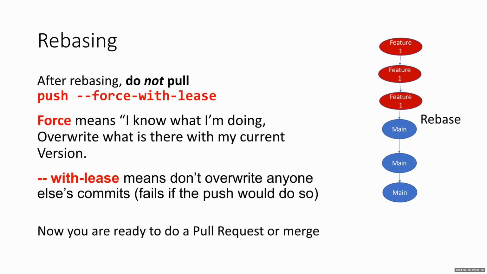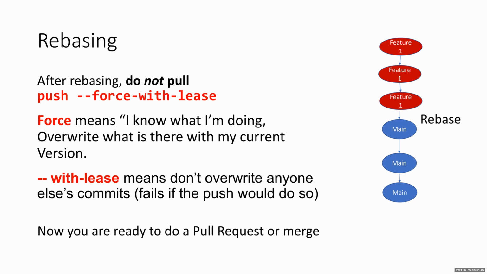It's very important after you rebase locally that you do not pull, because what you have rebased is different from what's on the main branch. And if you had conflicts that you had to resolve and you pull, you're just going to get those same conflicts again. Instead, once you are ready to do a merge, and once you're ready to push this up to the server, you're going to say push and use the flag force. And force means overwrite what is there with my current version. I know that my current version is right.